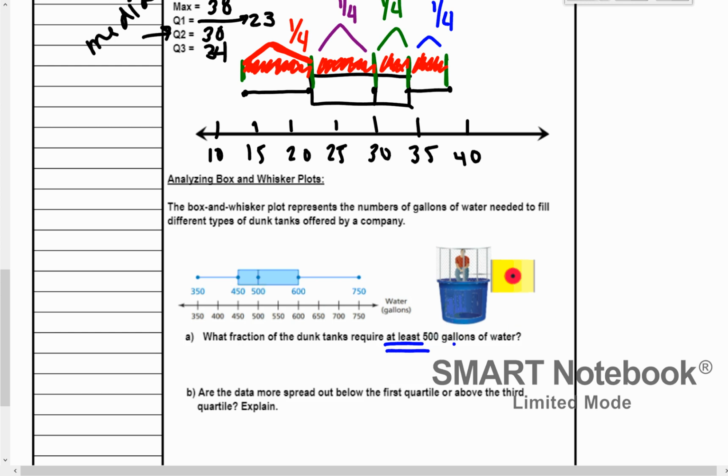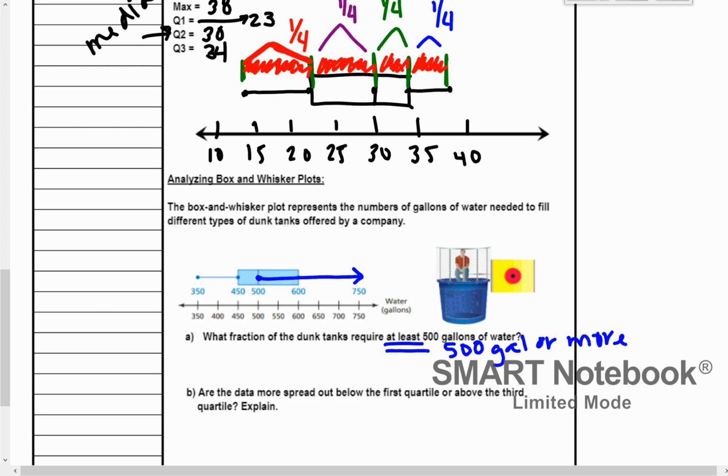At least 500 means 500 gallons or more. That would require at the least amount 500, but it could be more. So let's look onto our box and whisker plot where we see 500, and we want 500 or more. We want what fraction of the data is that?